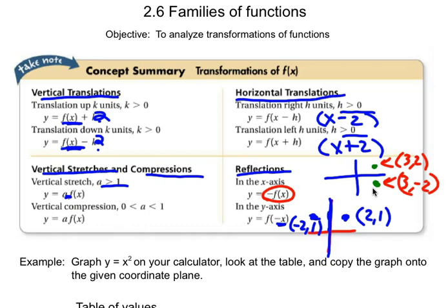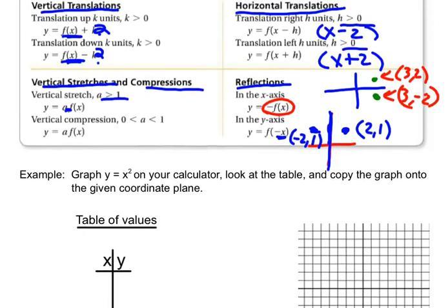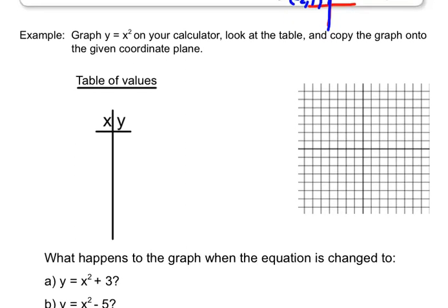Okay? So those are the 4 main things we want to have down today. Let's take a look at how it works in the graphing calculator and really try to make sense of that horizontal translation.